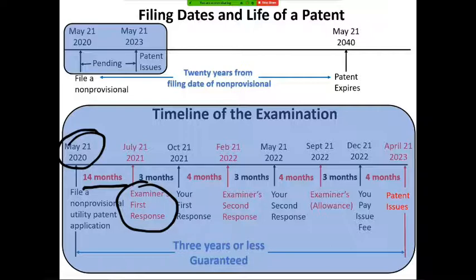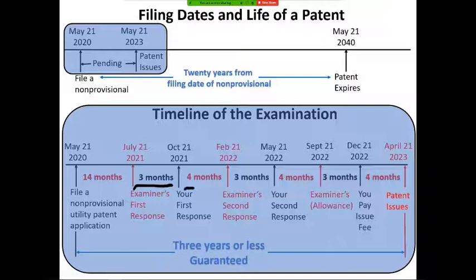So you sit there and wait. Now, once you receive the examiner's response, which will probably be a rejection because very few allowances happen on the first examiner response, you will have 3 months to reply to the examiner.